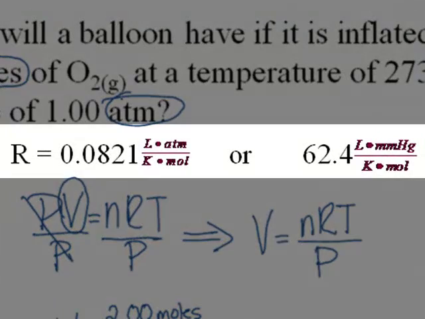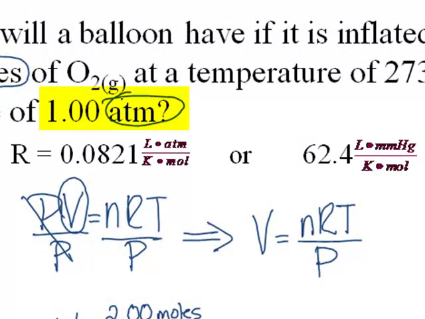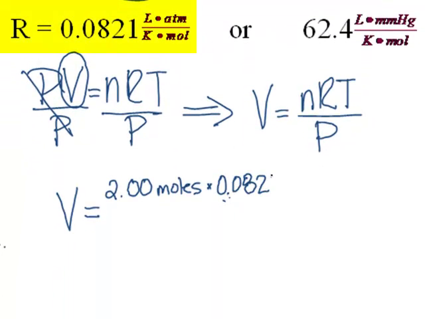When I look at my R values, one has liters times atmospheres over Kelvin times mole, while the other has liters times millimeters of mercury over Kelvin times mole. Because my question gives me atmospheres, I'm going to choose to work with the R value 0.0821 liters times atmospheres over Kelvin times mole. Yes, I'm writing the entire constant in there, including the units, because as I mentioned before, if I have that in the problem, I'll be able to check and see if I did it correctly. That was my R value.